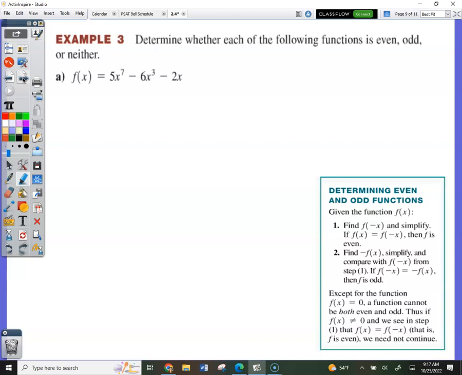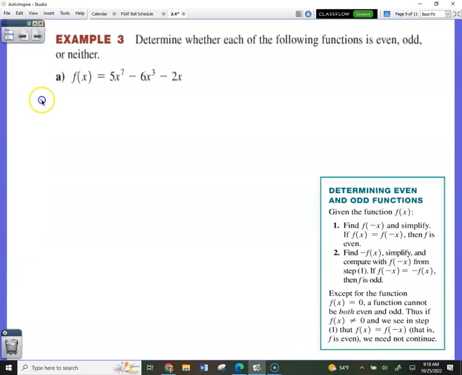We have three practice problems for this, and then we're done. Determine whether each of the following functions is even, odd, or neither. It sounds like you're finding three things, doesn't it? Well, good, because you're not. You're just finding two, and if both of them are no, then it's neither. Let's organize our thoughts. We're going to check if it's even. Always check even first. There's a reason for it. I'll tell you why in a minute.